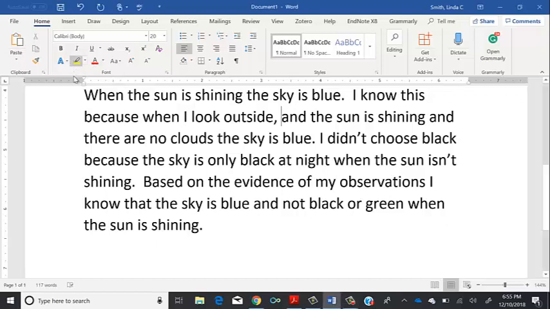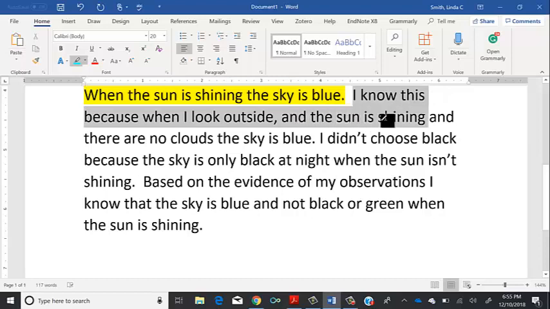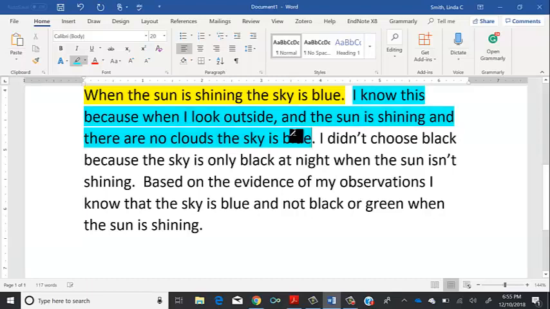First, we've made our claim. So our claim is, when the sun is shining, the sky is blue. So that's our claim. Now, what's our evidence for that claim? So we'll pick a different color here. Our evidence is, I know because when I look outside and the sun is shining and there are no clouds, the sky is blue. Now, in addition, we also cited where we got that evidence. We got it when we look outside. So do make sure that you cite where you get your evidence. And in this case, it's actually from yourself.